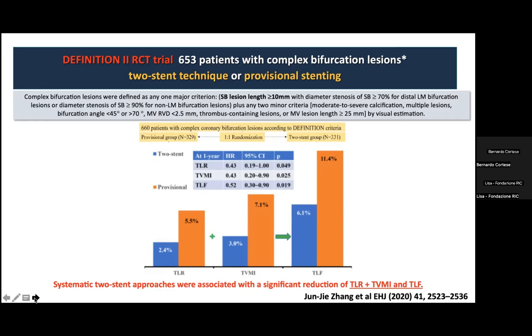This is important to understand why there is this big difference between one and two stents, and this difference also according to previous studies. No, I don't know. I don't know what kind of technique has been used in the two stent group. Yeah, these are two important points. One is to know which stenting technique has been adopted in the two stenting group, and two, how many patients in the provisional group underwent, in the end, a second stent implantation?